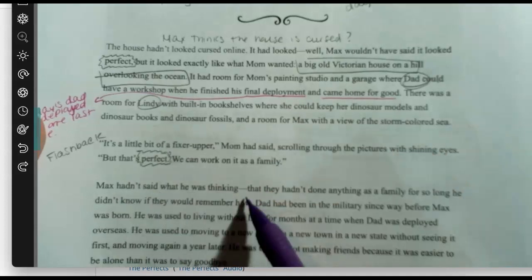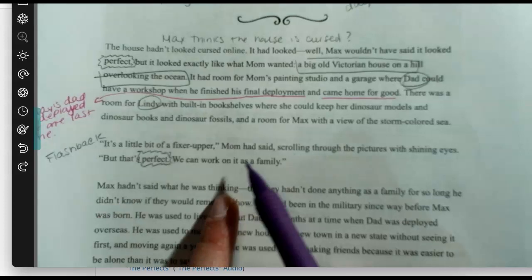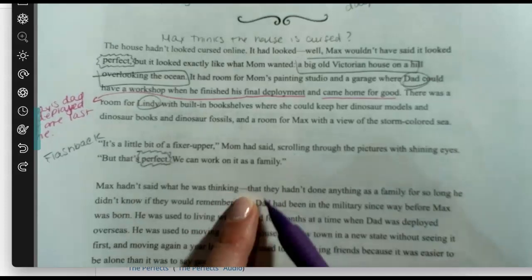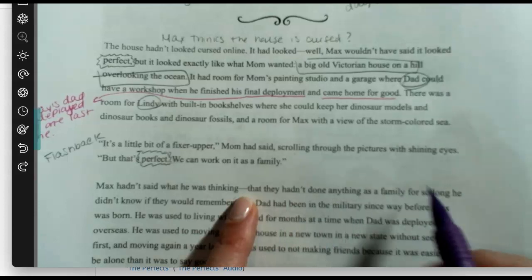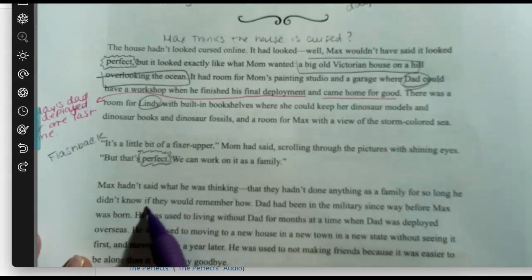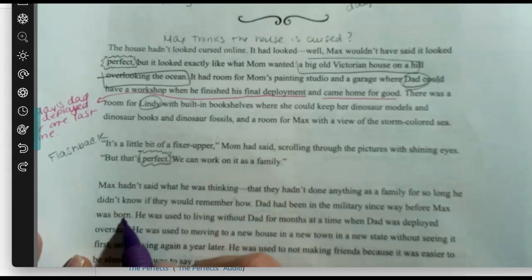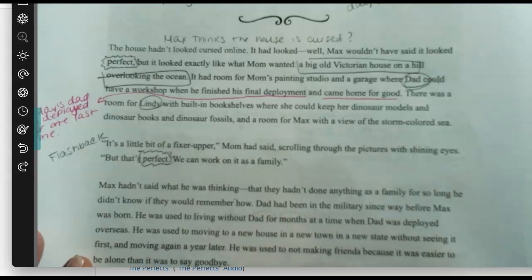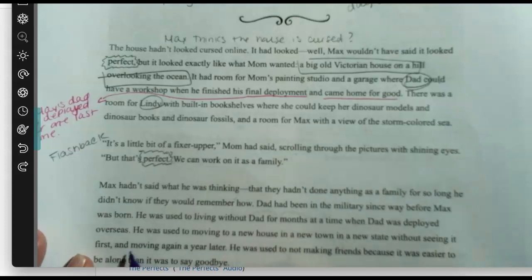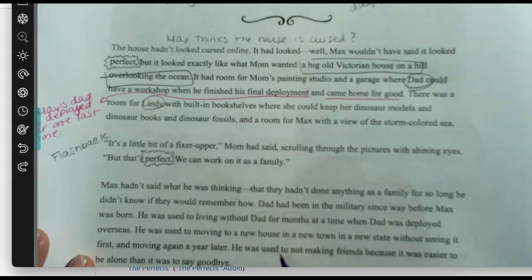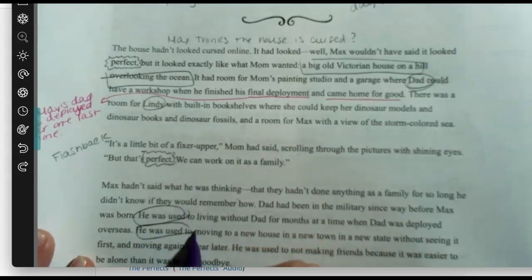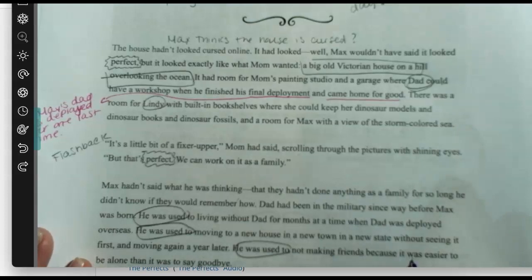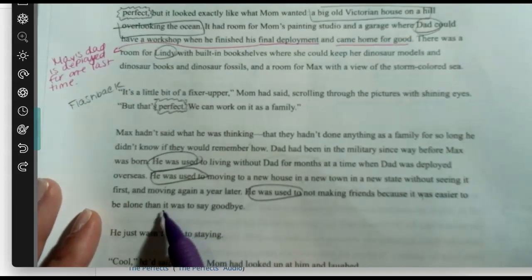She's saying we can work on it as a family. Max hadn't said what he was thinking. That they hadn't done anything as a family for so long that he didn't know if they would remember how. Dad had been in the military since way before Max was born. He was used to living without Dad for months at a time when Dad was deployed overseas. He was used to moving to a new house in a new town in a new state without seeing it first and moving again a year later. He was used to not making friends because it was easier to be alone than it was to say goodbye.